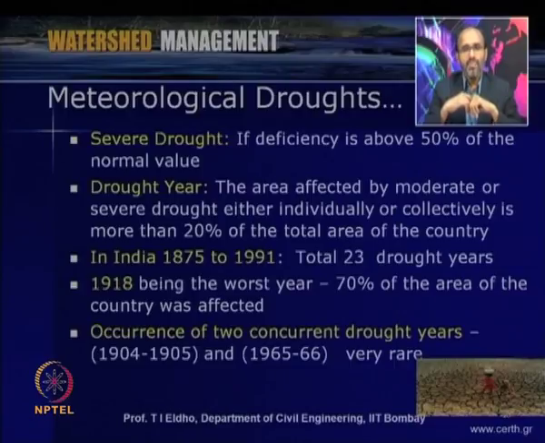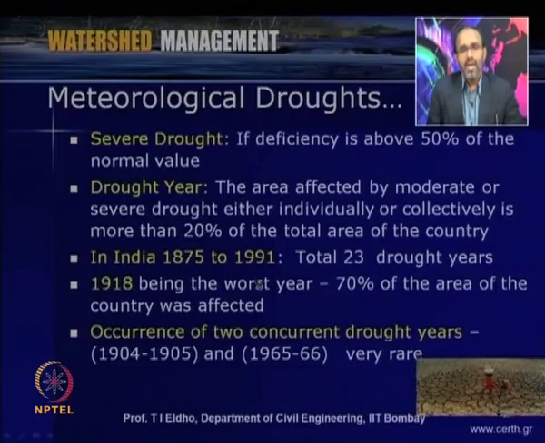If you look into the literature, we can see that in India, if you consider the data between 1875 and 1991, a total of about 23 drought years were there, and 1918 was the worst drought year, with 70% of the area of the country affected in 1918.